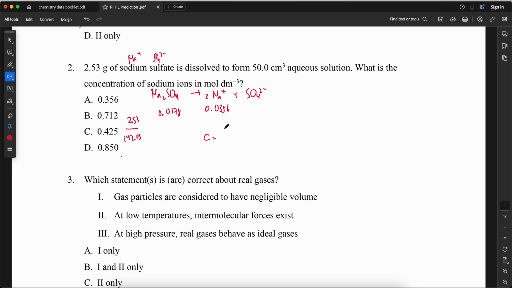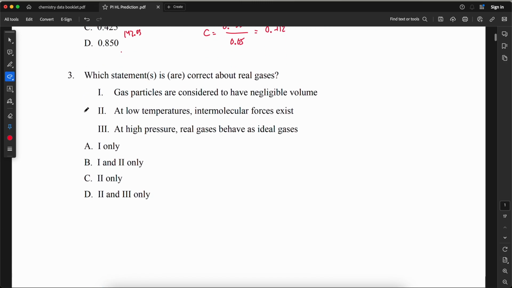volume, which is 0.0356 divided by 0.05. It's 0.712. So the answer is B. Which statements are correct about real gases?